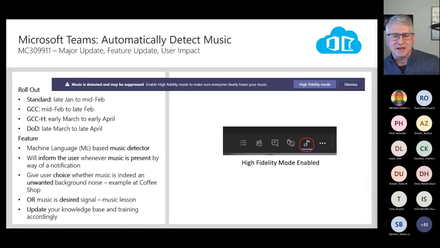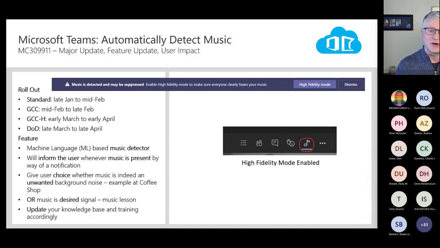Another one is, again, Teams specific, automatically detect music. Again, notice this is coming out standard from late January to mid-February. GCC, GCCH, and DoD are a little later after that. This is utilizing that same noise suppression feature that has been out for a little while. It's using machine learning to identify that noise and do something with it. It's the exact same engine behind the scenes, but now it's really looking at, hey, music has been detected. Do we need to suppress that?